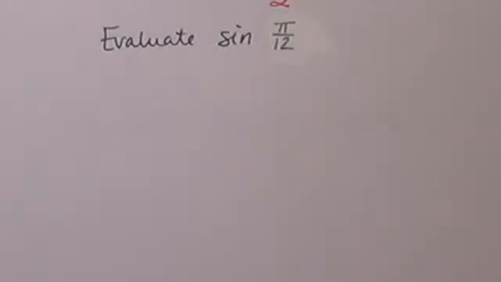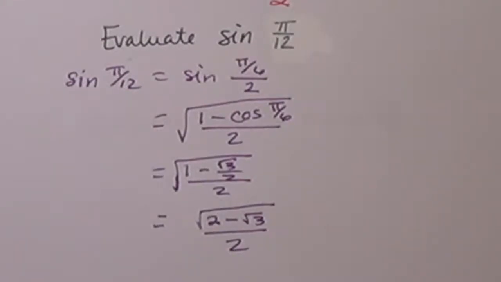So now let's evaluate the sine of pi over 12. So again, we can look at pi over 12 as being pi over 6 divided by 2. So we can use our half angle formula for sine to determine what the value is. Okay, pi over 6 divided by 2 is going to end up in the first quadrant, so pi over 12 is definitely less than pi over 2. So sine is going to be positive. And so using our formula, we'll get the square root of 1 minus the cosine of pi over 6, divided by 2.